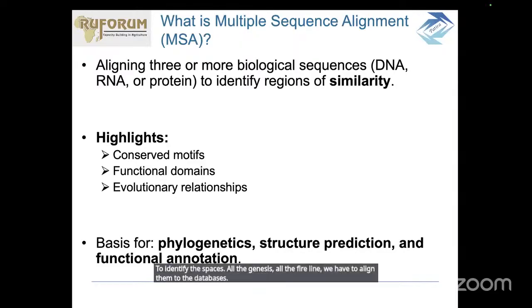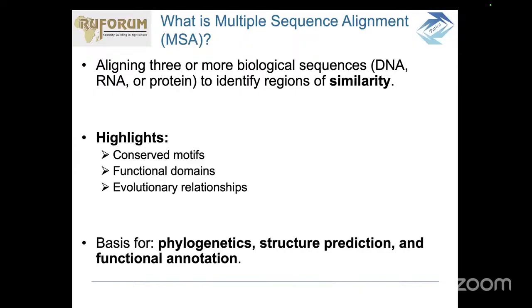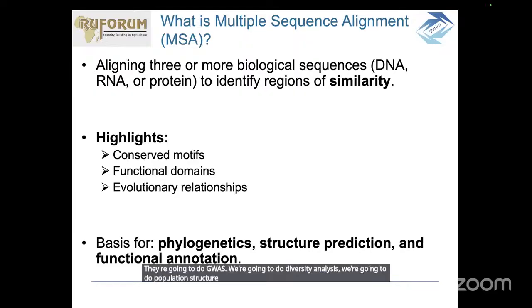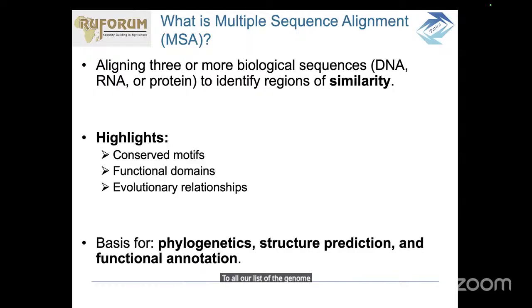When you're doing RNA-seq, we're going to get our reads from the sequencers. We're going to align those reads to our reference genomes. When we're going to study genomics, we're going to do GWAS. We're going to do diversity analysis. We're going to look at population structure. We have to do alignment of all our reads to the genome. So multiple alignment is very, very important. Okay?